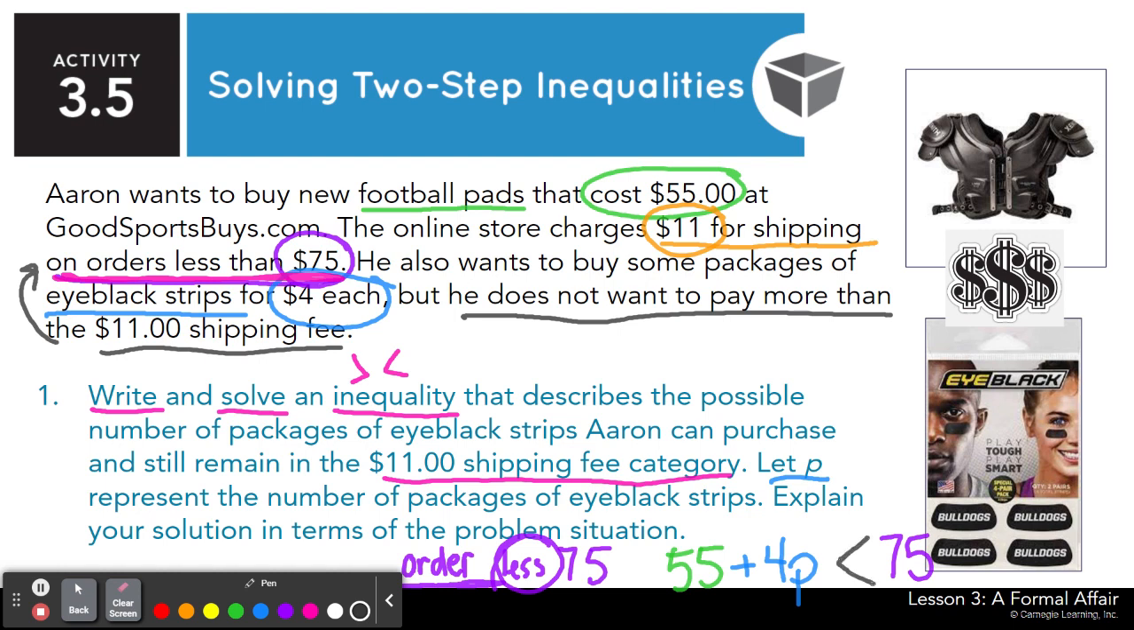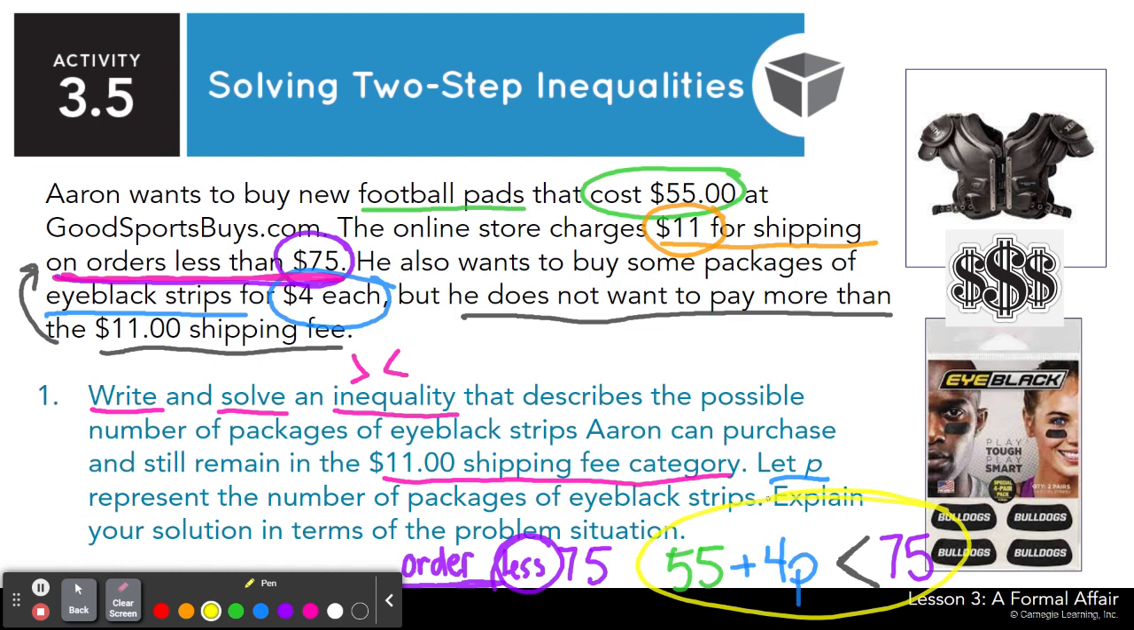Your sign should look like this, where the smaller end of that sign is facing the smaller quantity. So being that his order is smaller than 75, 75 is the greater number, that sign opens up to the 75. And there is our inequality. Now we are to solve.